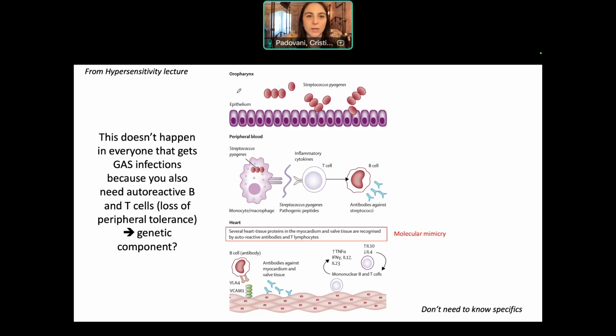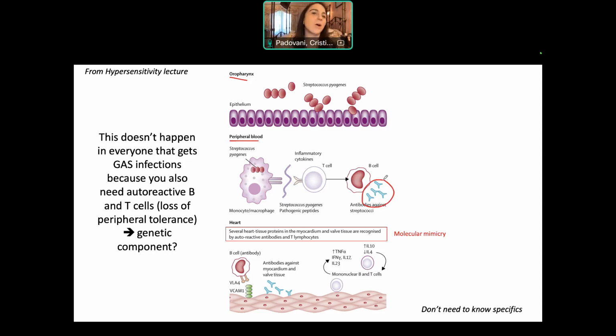I just want to show here your oropharynx. So this is like your throat. Here's strep pyogenes. It invades. It comes into the peripheral blood, right? Here's strep pyogenes being presented by an antigen presenting cell to one of your CD4 positive T cells, and your B cell is going to make antibodies against streptococci. So it's going to make that so you can clear it out.